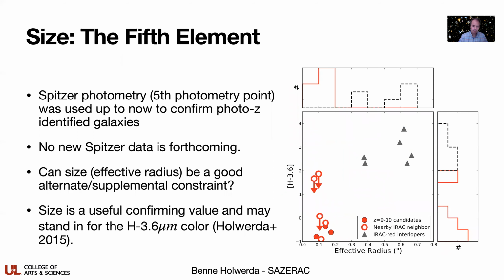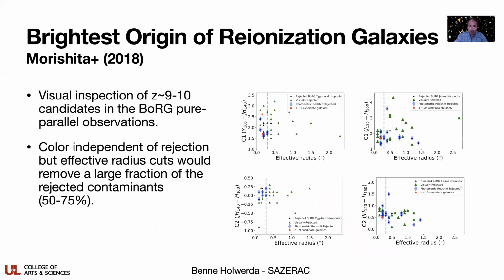So what happens with Spitzer photometry? We can, the 5th photometric point really, we can use it to confirm the photo Z's, but no new Spitzer data is forthcoming. Oh, too bad. So can size, effective radius in the HST images be a good alternative or supplemental constraint for high redshift candidate selection? Size is a useful confirmation value, and it might supplement or substitute for the H minus 3.6 color. So this is what we showed in 2015.